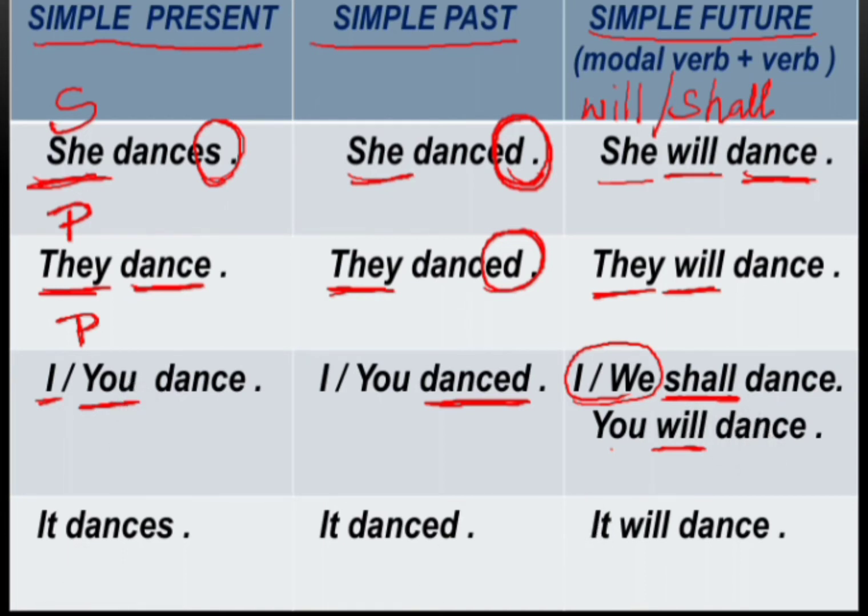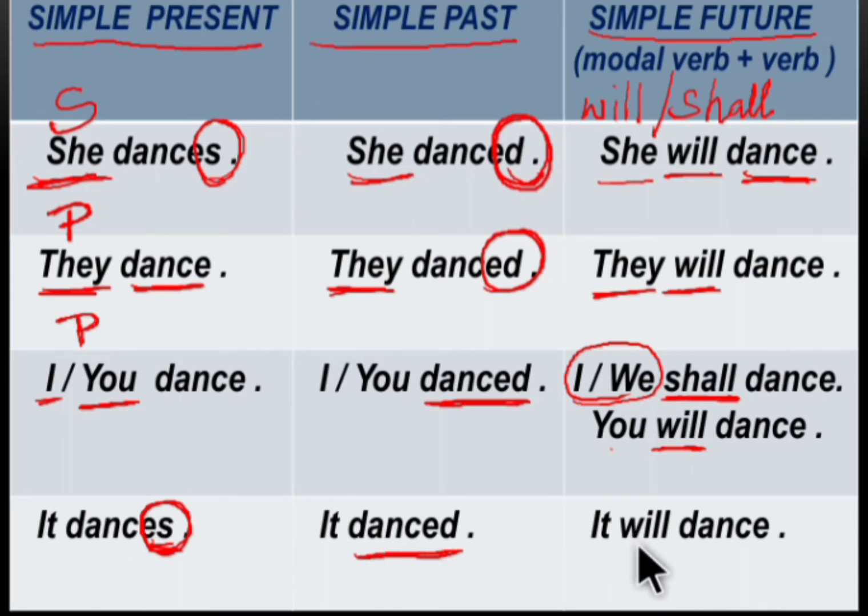Now the example in the simple present tense: it dances. This "it" may be referring to a peacock. The pronoun for peacock is "it": it dances. So it is singular, so we add this s to the verb. And in the past tense, it danced. It is the same, danced. Whether it is singular or plural, we use the same form in the past tense.